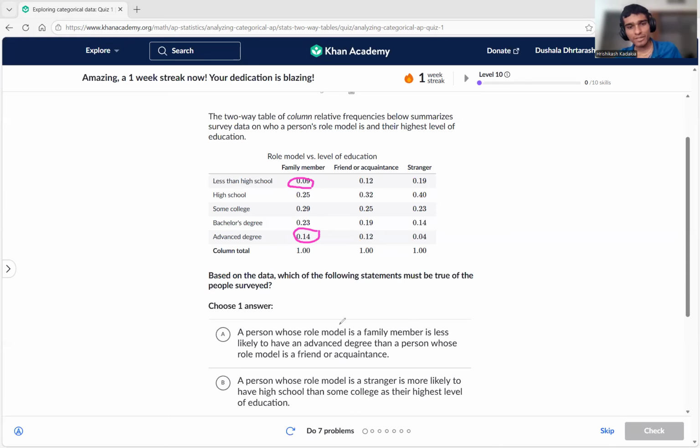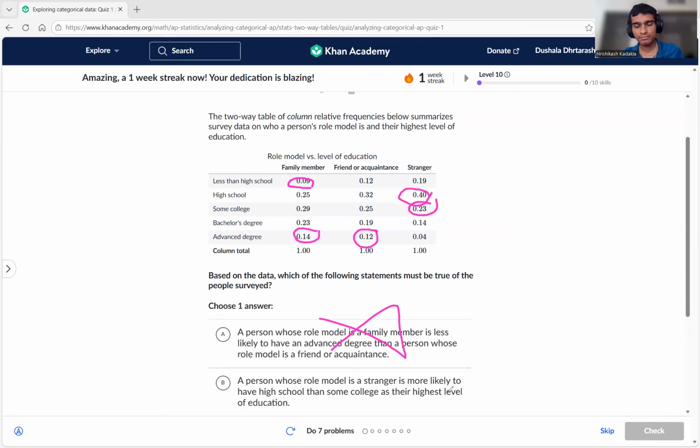Okay, I see. They're trying to compare the person who has a friend and the person who has a family member as a role model. If you look here, a person is actually more likely. So the statement is wrong, because the person is not less likely. 0.14 is actually more, so they are more likely to complete an advanced degree. Take a look at option B now. Role model is a stranger. So a person whose role model is a stranger is less likely to have high school and some college as the highest level of education, is more likely to have high school.